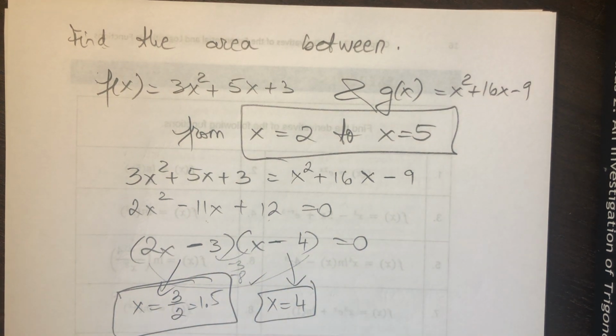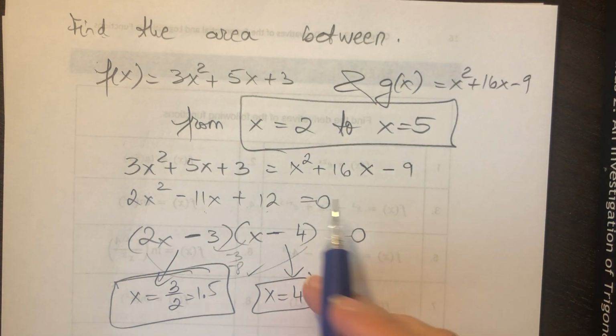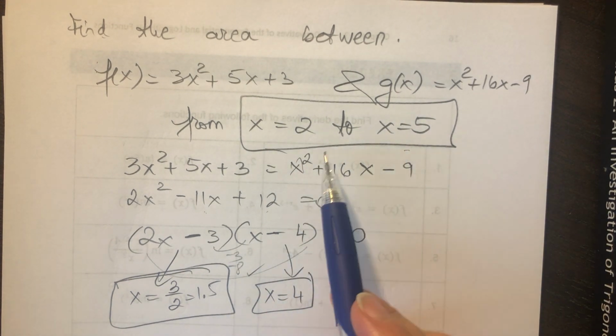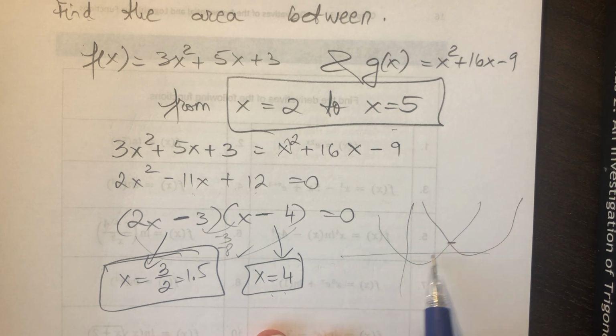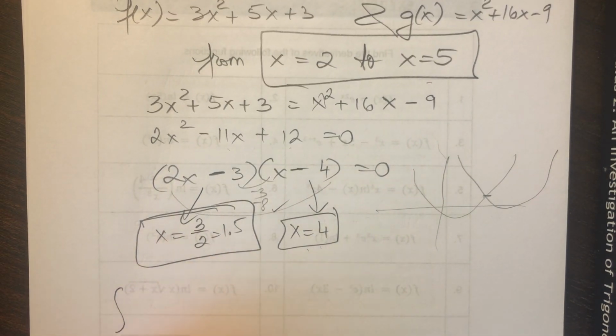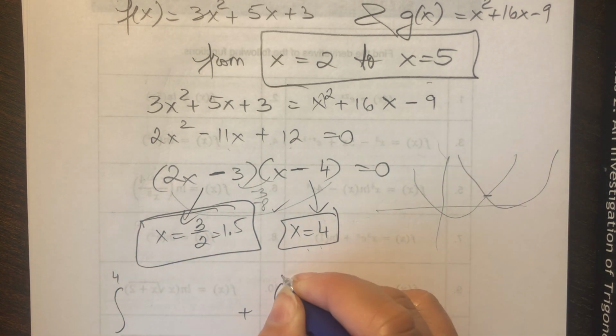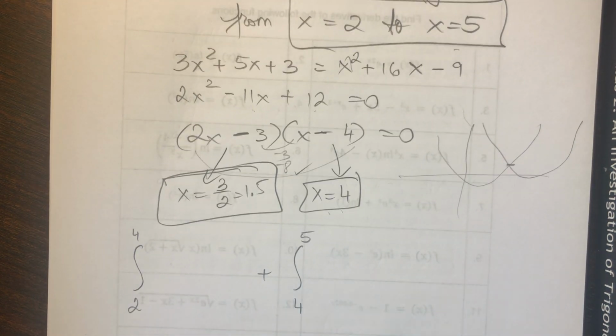Okay. So, are there crossing points between 2 and 5? Sure enough. They're going to be switching at 4. And by the way, they're both upward-looking parabolas. They cross at whatever, 1.5 and 4, but that's kind of what they would look like. Okay, so I'm going to have one integral from what to what? From 2 to 4. And another one from 4 to 5. Now I have the task, without having graphed them, to decide which one's above and which one's below. So I'm just going to pick a test.